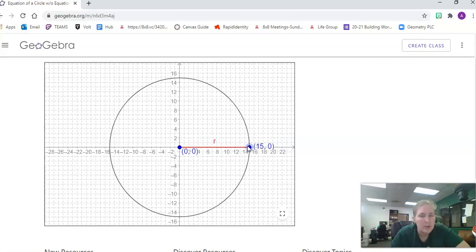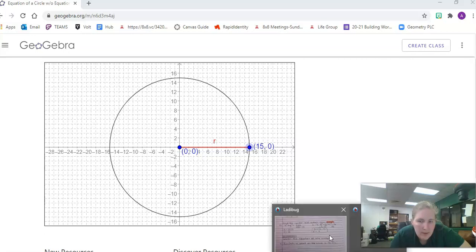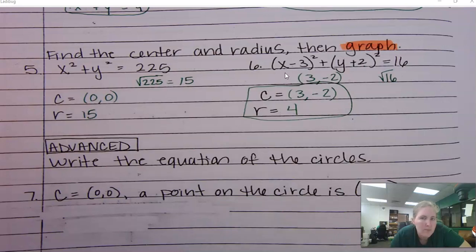But that's how you would graph this circle. And this tool is on your assignment as well. Okay, and then I want to show you how to graph. It's not letting me pull this up. There we go. This is the last one.